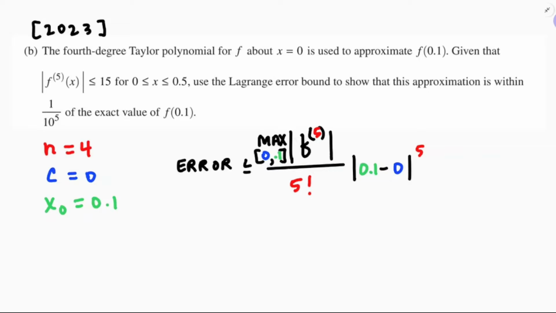If the absolute value of f's fifth derivative is less than or equal to 15 on 0 to 0.5, then it's definitely going to be less than or equal to 15 on 0 to 0.1 because 0 to 0.1 lives inside of 0 to 0.5. So I'm just going to get rid of all of this and say, okay, I'm going to take that value and plug it in the numerator. And I'll show you here in a second that that's really going to be the way to go.